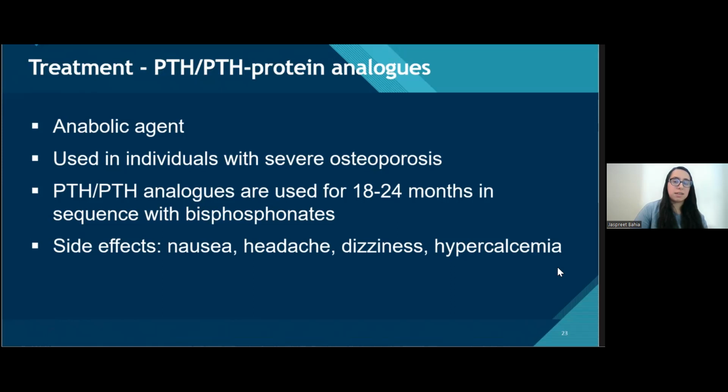If your patient has failed bisphosphonate therapy after 2 years of compliance, that's when you'd also want to start thinking about starting a PTH analog. And failing bisphosphonate therapy means that your patient was compliant with their bisphosphonate for 2 years, but their bone mineral density continued to decline. And once PTH-protein analogs are started, you can use them for 18 to 24 months, and you want to use them in sequence with bisphosphonates. The reason for this is that if you stop the PTH analog and don't start the bisphosphonates, it can lead to rapid declines in bone mineral density. Some side effects are nausea, headache, dizziness, and hypercalcemia.